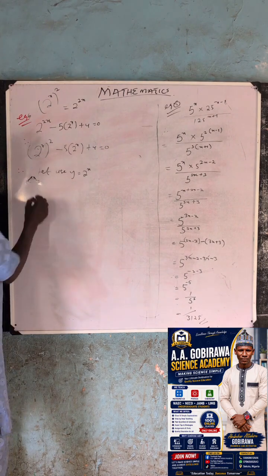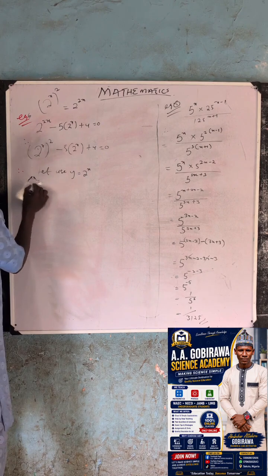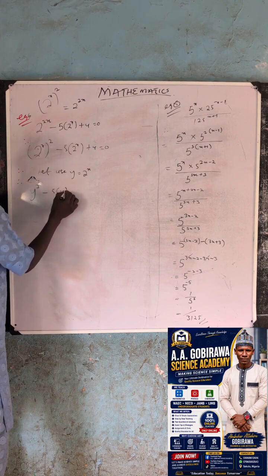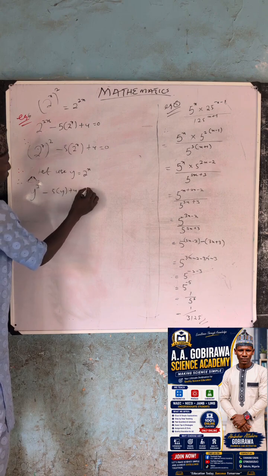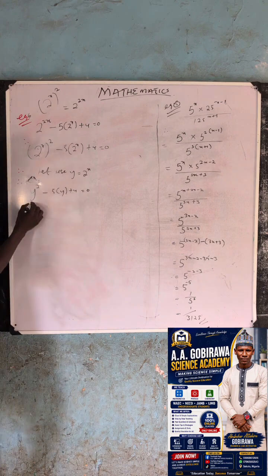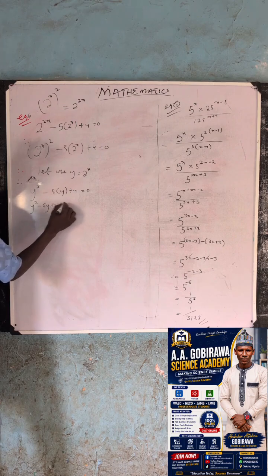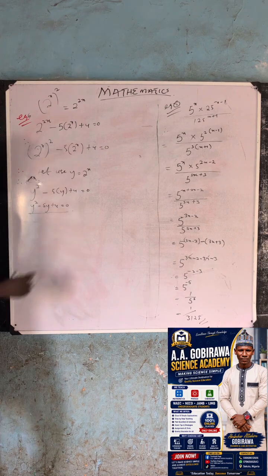Sai mu ce so we have, therefore kenan we have y square minus 5 into y plus 4 is equal to 0, ko ba haka ba. Zai zama mana y square minus 5y plus 4 is equal to 0. So yanzu kun ga mun samu quadratic equation.